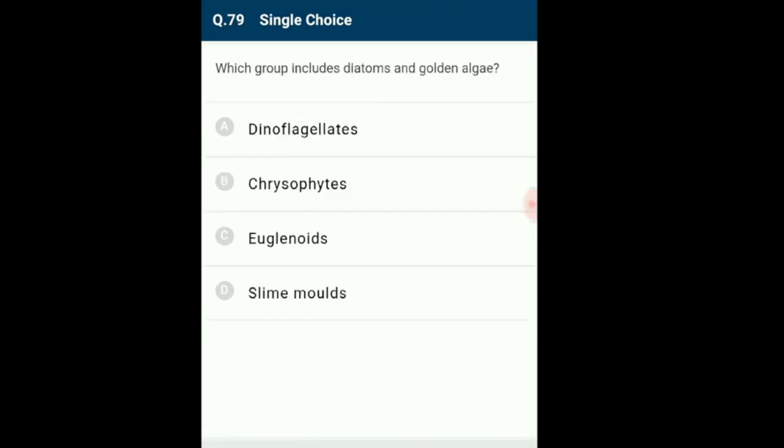Question number 79. Which group includes diatoms and golden algae? According to R.H. Whittaker's five kingdom classification, all unicellular eukaryotes are placed in the kingdom Protista. Diatoms and golden algae are placed in chrysophytes. They are microscopic and float passively in water currents. So the answer is option B, chrysophytes.